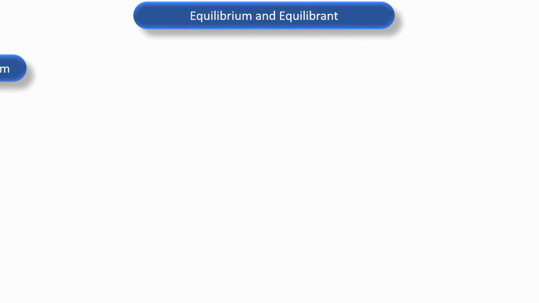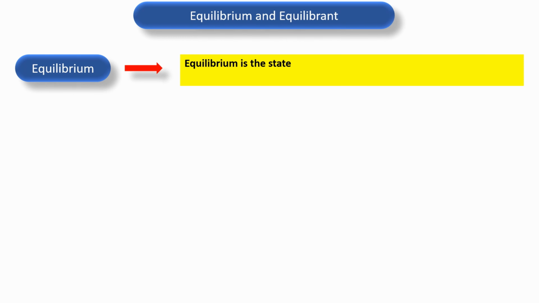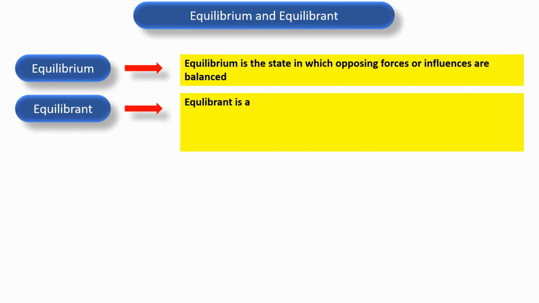Equilibrium is the state in which opposing forces or influences are balanced. Equilibrant is a force equal to but opposite to the resultant sum of vector forces. It is this force that balances other forces, bringing a system of forces into equilibrium.